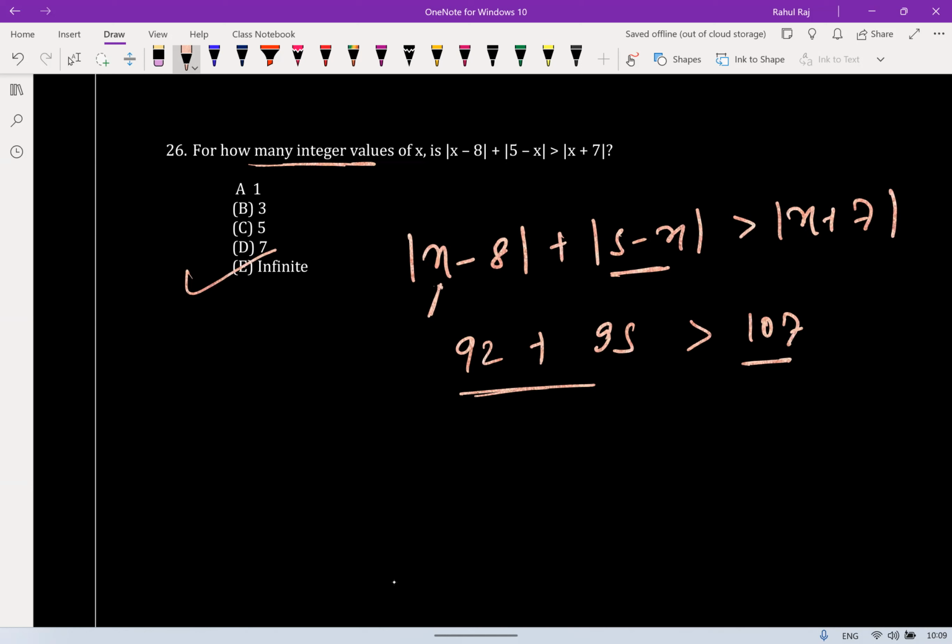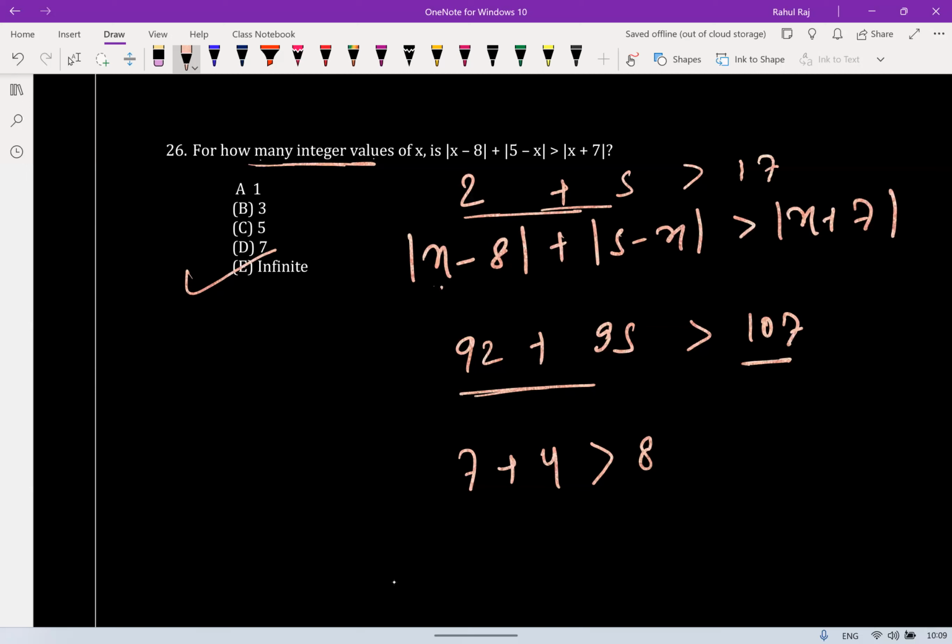This is what the question is asking you. They may even ask you to take a negative value of x, because x is an integer, but it doesn't matter to me at all. If you put a negative in the mod, you get a positive. The point is, for some values you don't get it. Imagine I put x equal to 1: this is 7 plus this is 4, which is 11, greater than 7 plus 1, which is 8. This is greater. But imagine I take the value 10. 10 minus 8 is 2, 10 minus 5 is 5, so 5 plus 2 is not greater than 17. But this doesn't matter to me at all.